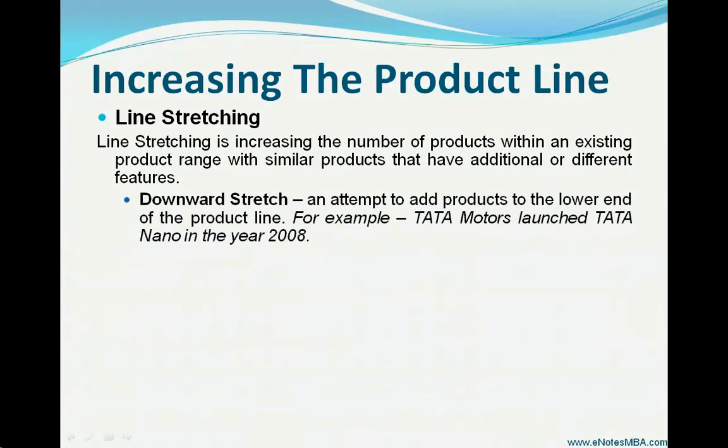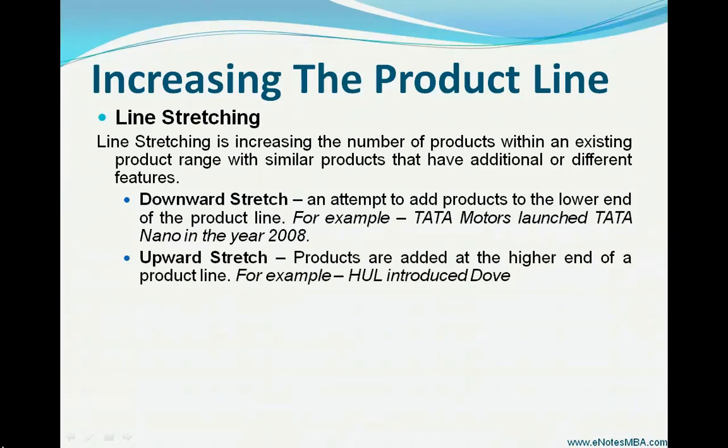Line stretching can be done in 3 ways. First is downward stretch. A downward stretch strategy is an attempt to add products to the lower end of the product line. For example, Tata Motors launched Tata Nano in the year 2008. It was a downward stretch from upper class and middle class models like Sumo and Indica to the lower class model, that is Tata Nano.